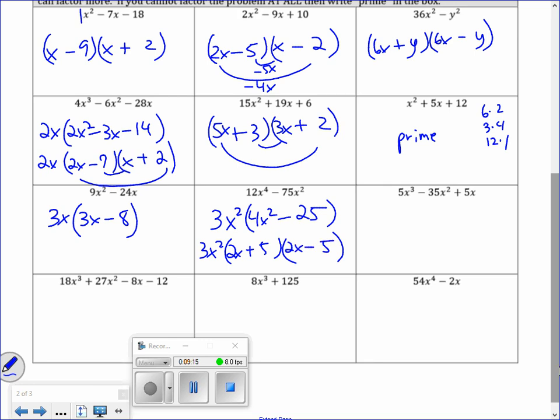All right, over here on the end, I notice they have a 5x in common, which leaves me x squared minus 7x plus 1. And I can't factor that anymore, so I'm finished, because nothing that multiplies to 1 makes 7.